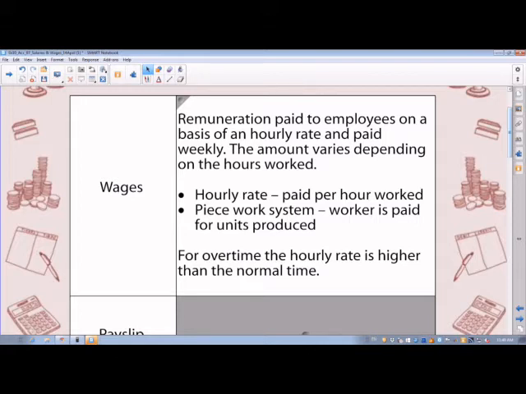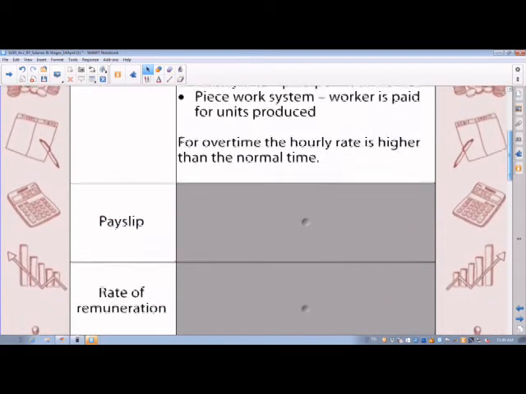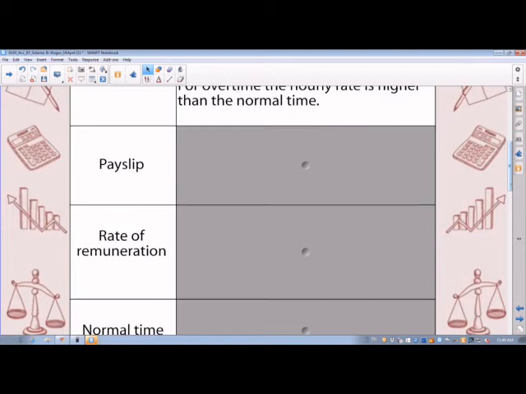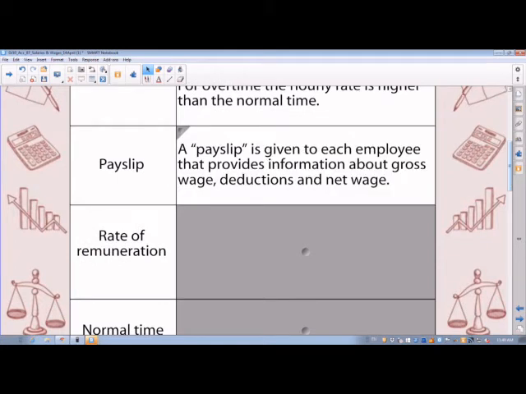Now, I can have two different ways to pay my employees when I pay wages. I can pay them hourly, or I can pay them according to a piecework system. So therefore, for every unit or every product they made, they will get a certain amount of money. For overtime, the hourly rate is higher, normally 1.5 on a Saturday or during the week, and double pay on a Sunday. Now, their pay slip is given to each employee that provides information about the gross wage, again, the deductions, and the net wage. So it's more or less like an advice slip for the salary earners.